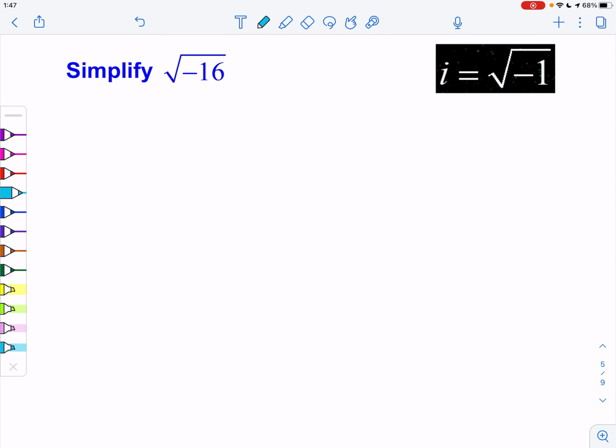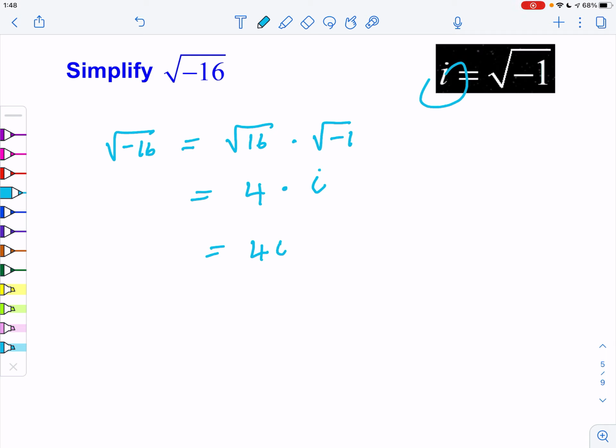We're going to simplify the square root of negative 16. First, rewrite it as the square root of 16 times the square root of negative 1. Bear in mind we know that we can represent the square root of negative 1 with i. 16 is a perfect square, so the square root of 16 is 4. And we're going to rewrite the square root of negative 1 as i. So the answer to this is 4i.